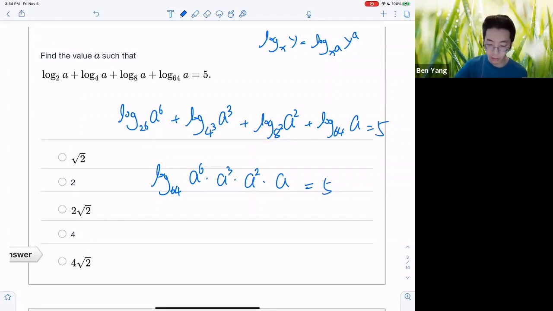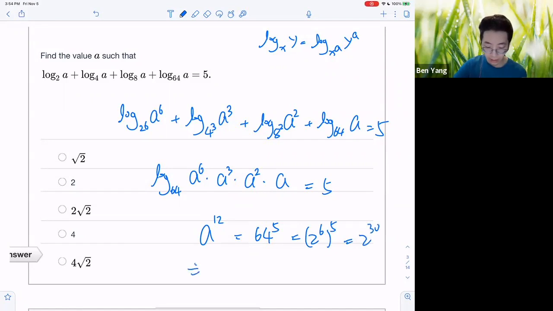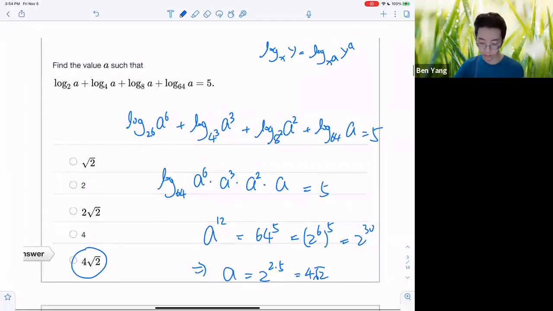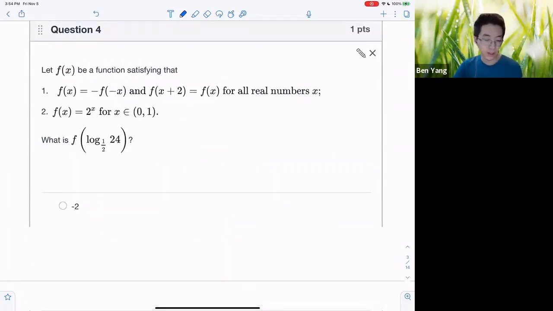Okay. So we know that a to the power of 12 equals 64 to the power of 5. But that's 2 to the power of 6 and then 2 to the power of 5. That's 2 to the power of 30. That means a equals 2 to the power of 2.5. But that's for root 2. That's the answer.